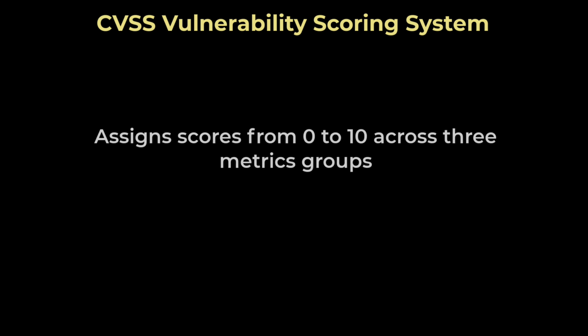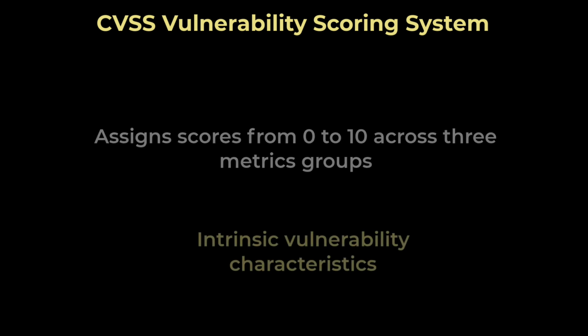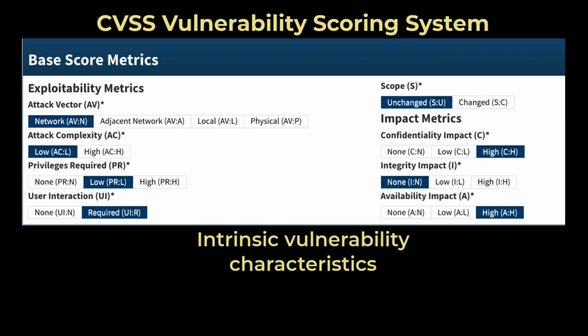The Common Vulnerability Scoring System, CVSS. CVSS is a standardized method for measuring the severity of software or system vulnerabilities, assigning scores from 0.0, lowest, to 10.0, highest. It is divided into 3 metric groups: base, temporal, and environmental. The base metrics analyze a vulnerability's intrinsic characteristics, including how easily it can be exploited and the potential consequences for confidentiality, integrity, and availability.